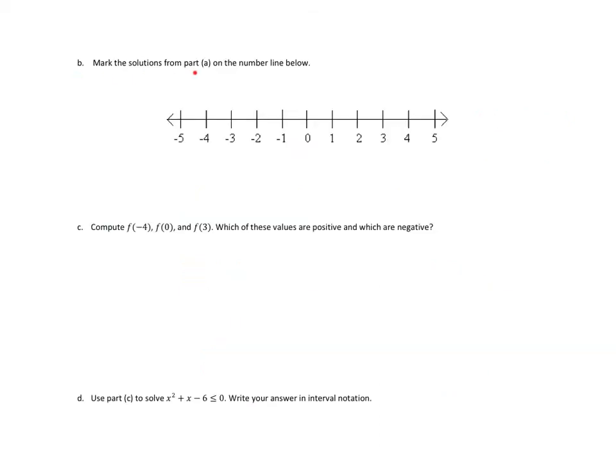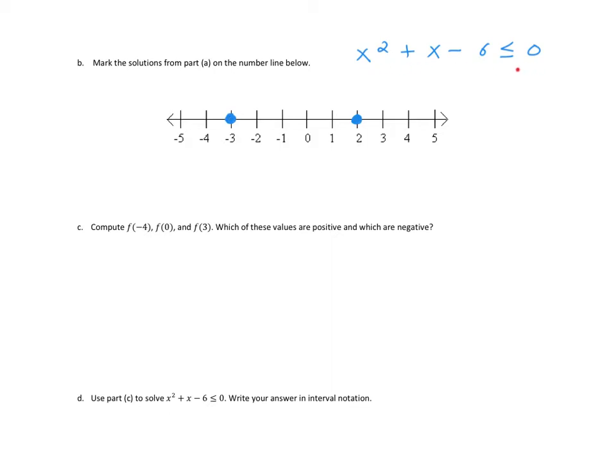Part B has us mark the solutions from part A on this number line. And so just to recall, the original inequality was x squared plus x minus 6 is less than or equal to 0. Because there is an equal sign in this inequality, when I mark the solutions of negative 3 and positive 2, I'm going to use a closed circle. Had it just been less than or greater than, I would use an open circle just to indicate that we're not using the points themselves. But again, our solutions here were one at negative 3, one at positive 2. There was an equal sign included in the original question, so I'm going to fill these in as a closed circle.